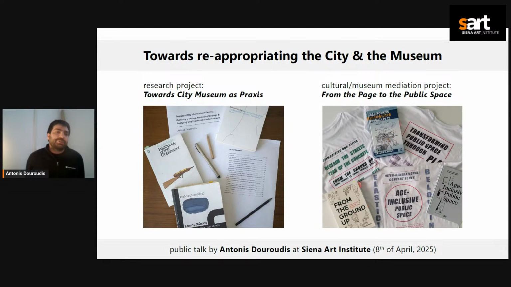Regarding the research project, I will explain a bit further what the City Museum is and why my research has been centered around the City Museum in the last period. And the other project, although it was developed before I started this research, officially at least, we can see that it relates to it at some points.